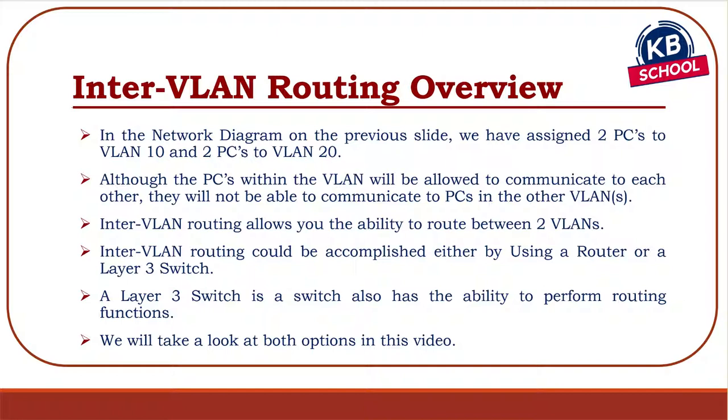So Inter-VLAN routing will allow us the capability to route between the two networks. Two different ways of doing it. You can either use a physical external router to do it, and even with this you have two options: either using multiple ports as a single port, or you can use a layer 3 switch. It is basically a switch that has routing capabilities built in. A layer 3 switch is a switch which has the ability to perform routing functionalities. As I said, we'll be taking a look at both those options as we go through this particular video.